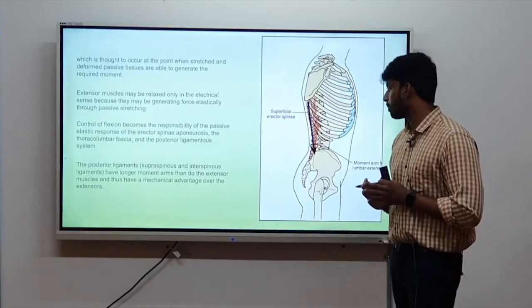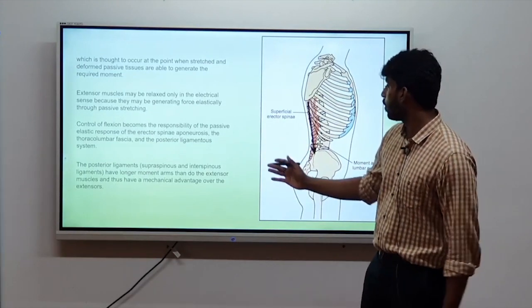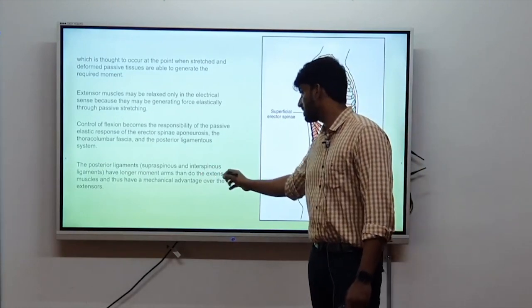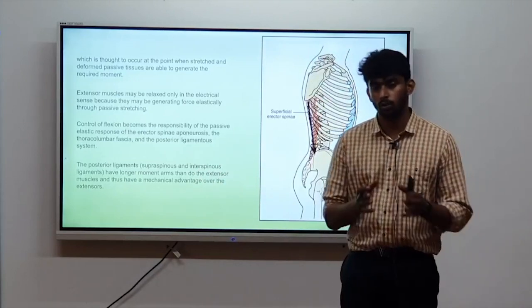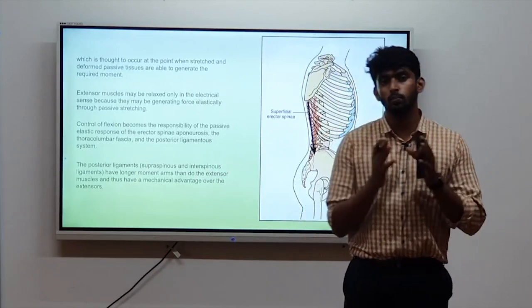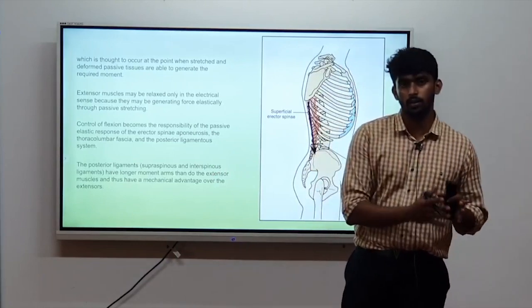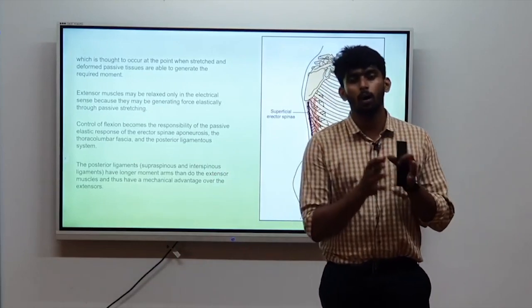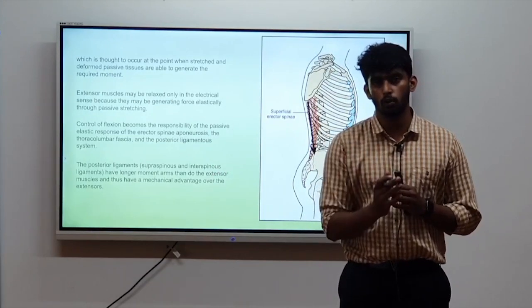The posterior ligaments, like the supraspinous and interspinous ligaments, have a longer moment arm than the extensor muscles and thus have a mechanical advantage over the extensors. That's what I was telling. When you are learning the first chapter, you should be able to understand what we mean by moment and what we mean by torque. You should be able to differentiate how much torque each muscle is able to produce.